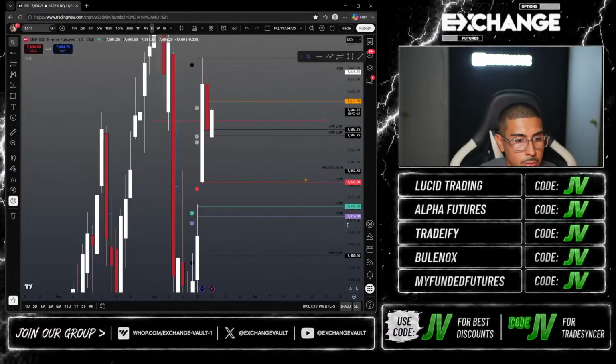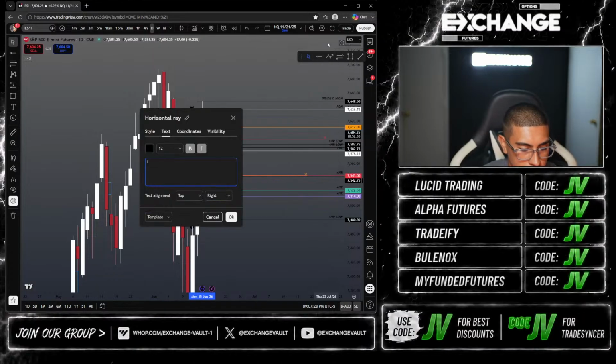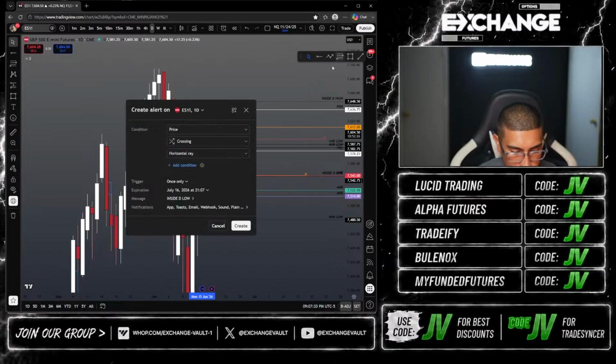And then where's my previous day low? Previous day low is right here. Okay, and then this is already invalidated. We broke above that. Inside daily low. So inside daily low, right. Okay, I'm gonna set an alert here.